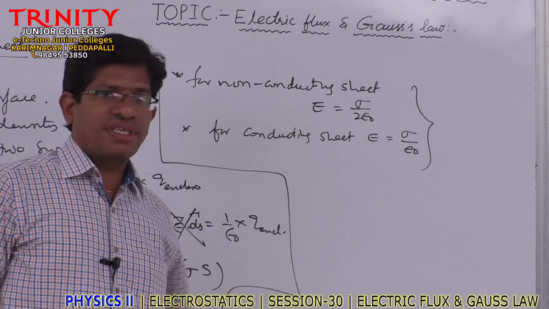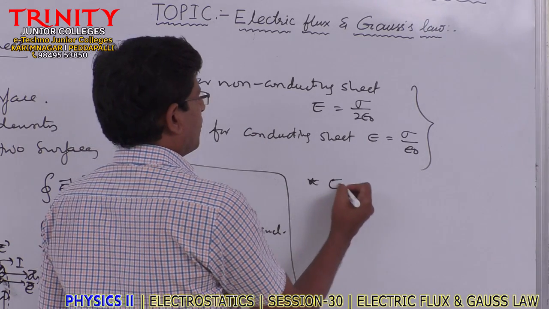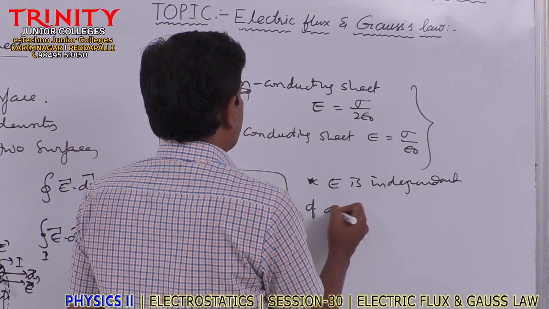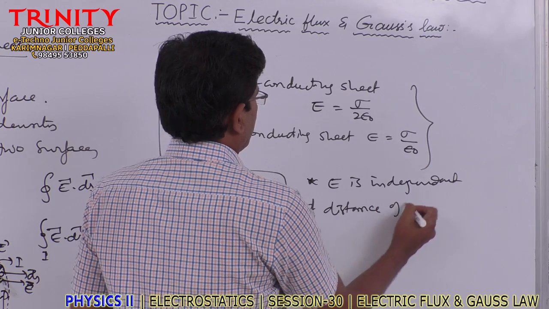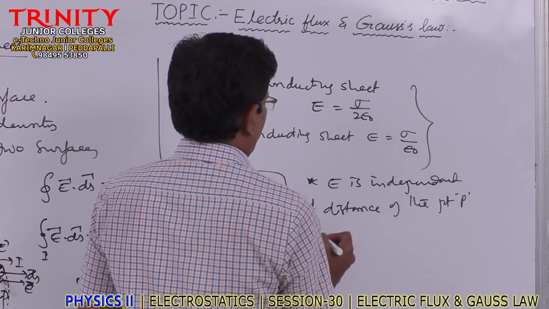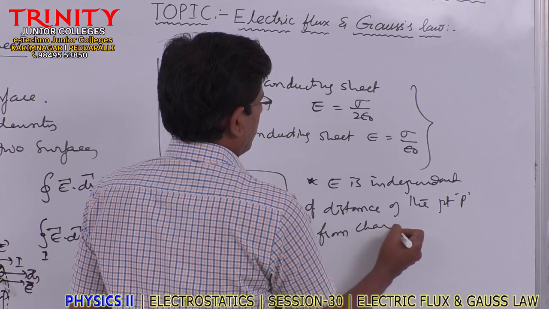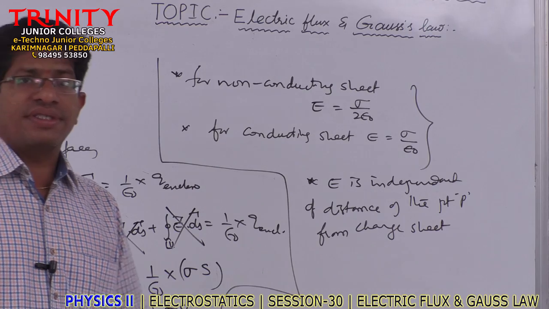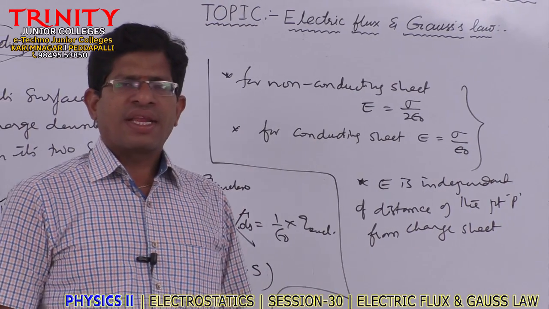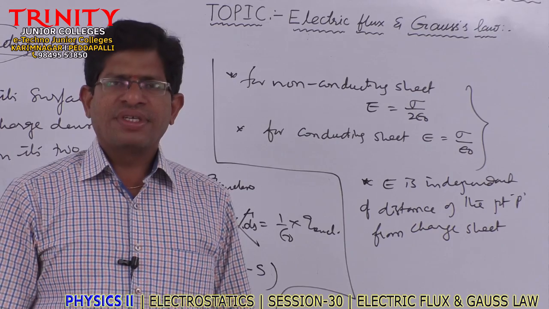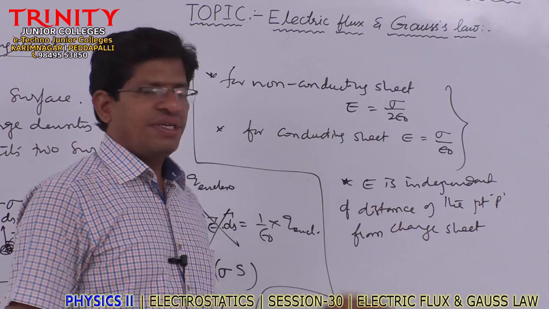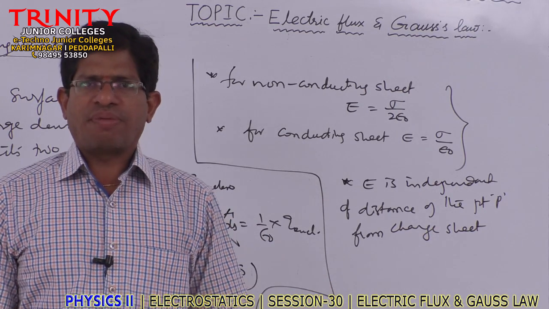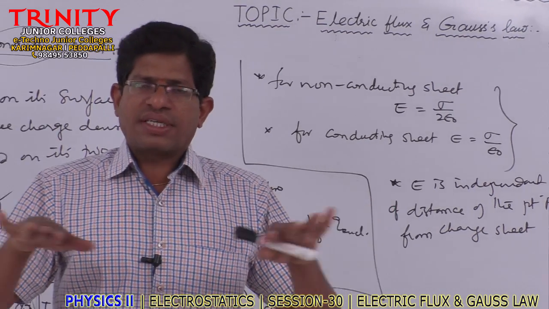And you can observe one more thing, E is independent of the distance of the point from the charge distribution or the charge sheet. That is naturally what you can expect, because this is a very large sheet we have taken. Therefore, E is almost uniform near the sheet, that you can easily imagine. Just like the gravitational intensity is uniform on the earth surface, almost uniform, right? Because earth looks flat, actually it is not flat.